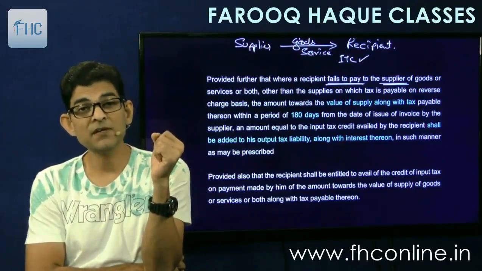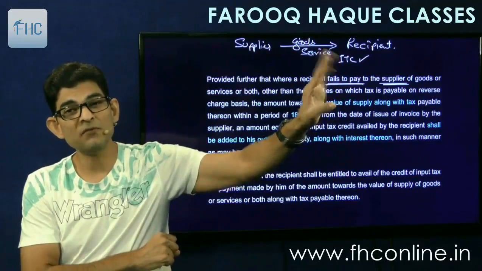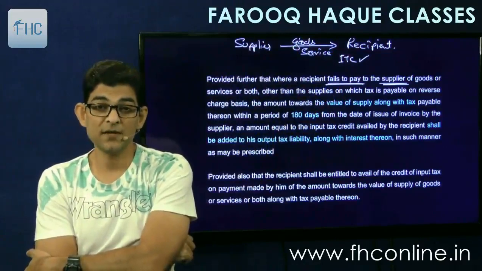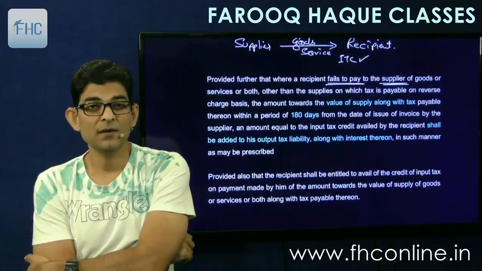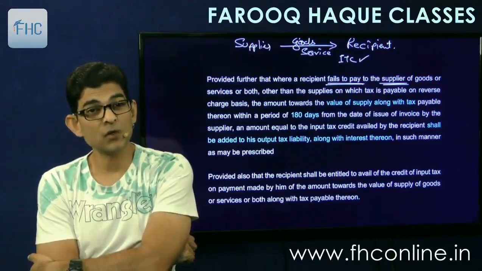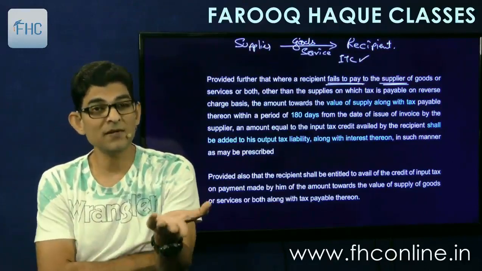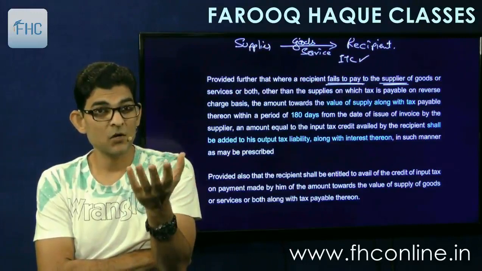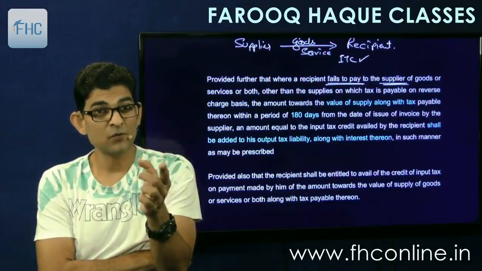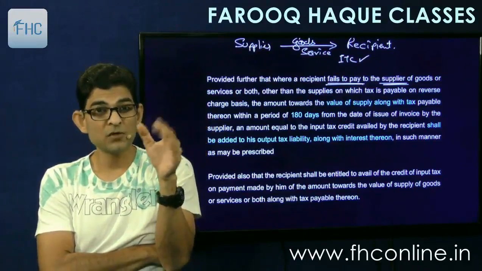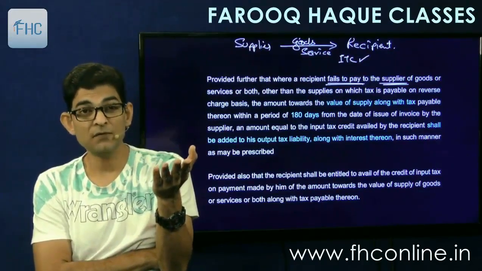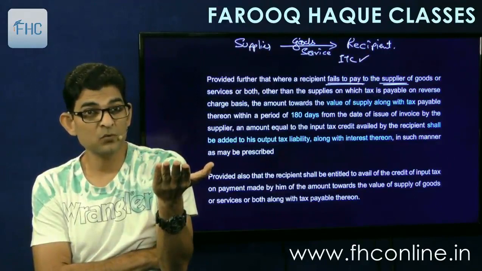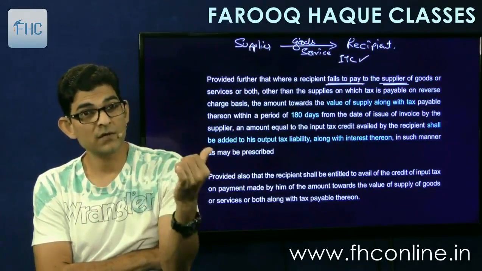If he doesn't make the payment within 180 days, then what will happen? The credit that was allowed to him will be withdrawn. It will be called reversal of credit. The recipient will have to reverse the credit. How will he reverse the credit? The credit was credited to his electronic credit ledger, so he has to make a debit entry of the same amount. But if there is no balance on the credit side of the electronic credit ledger, then he will have to debit it to his cash ledger. So it is also called pay. You have to pay an amount equivalent to the credit availed, or it is called reversal of credit also. So you debit an equivalent amount to the electronic credit ledger if there is a balance. If not, then debit it to the cash ledger.